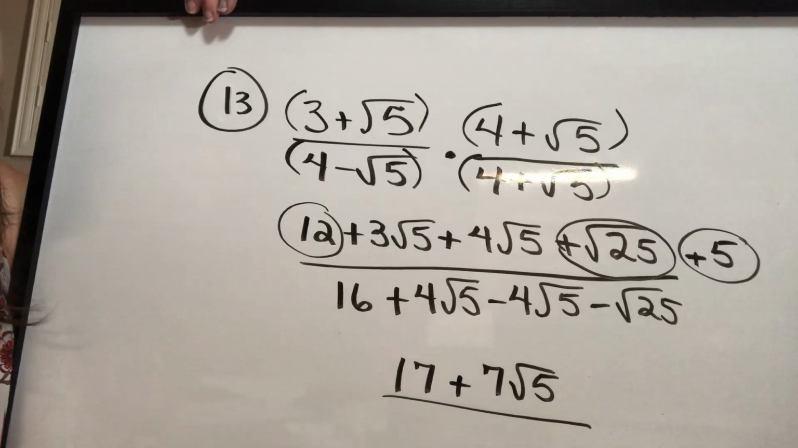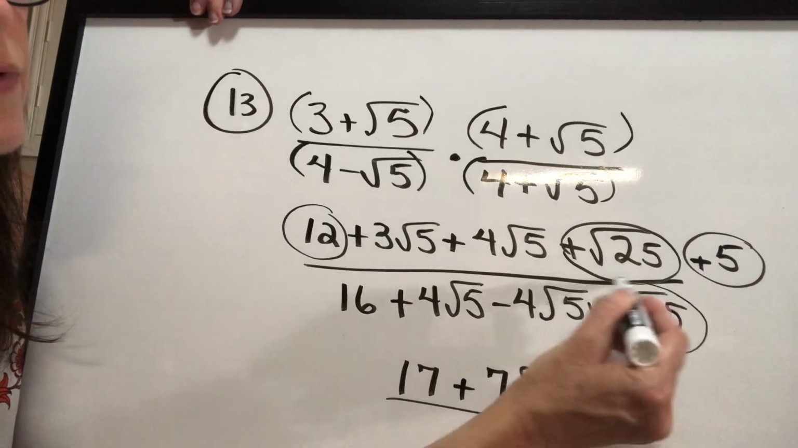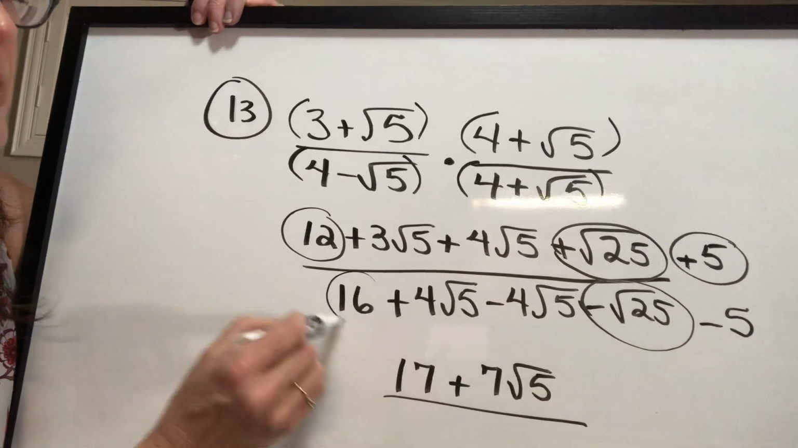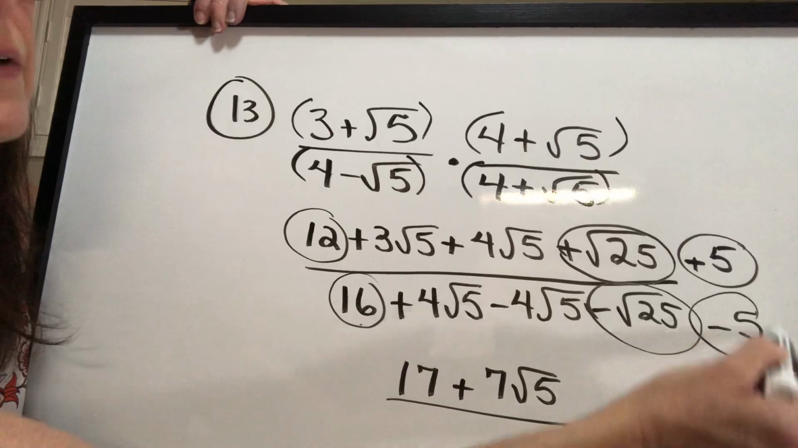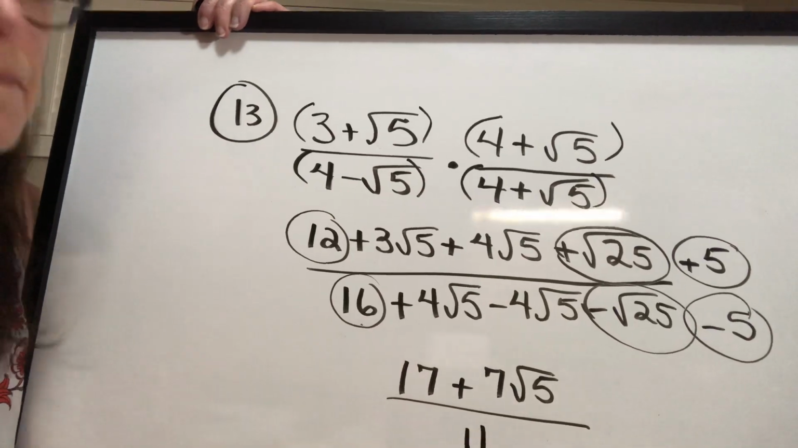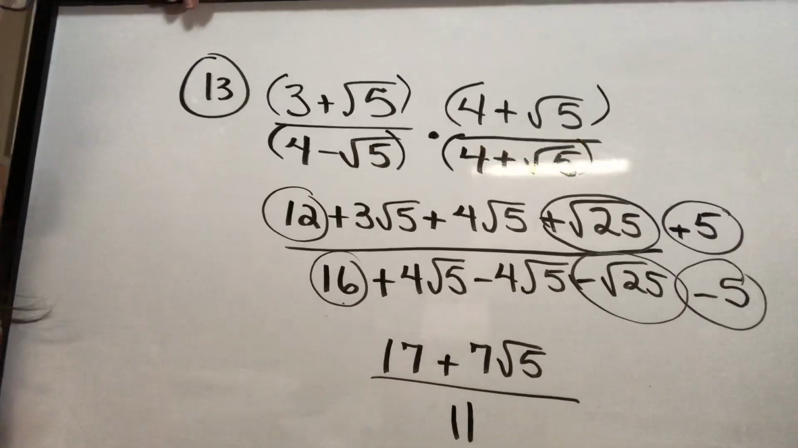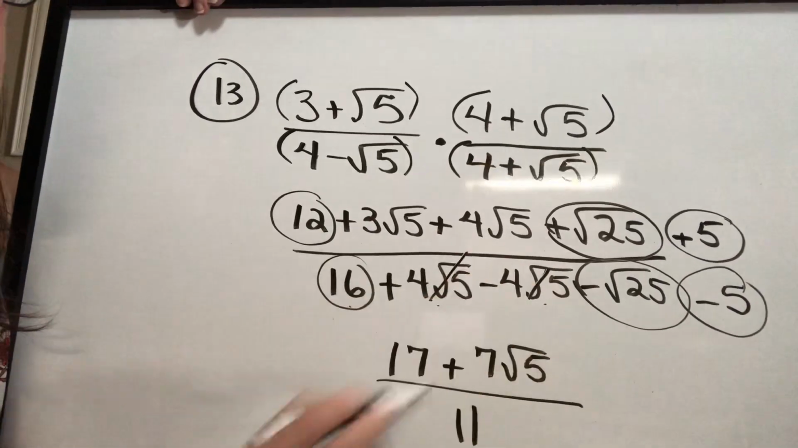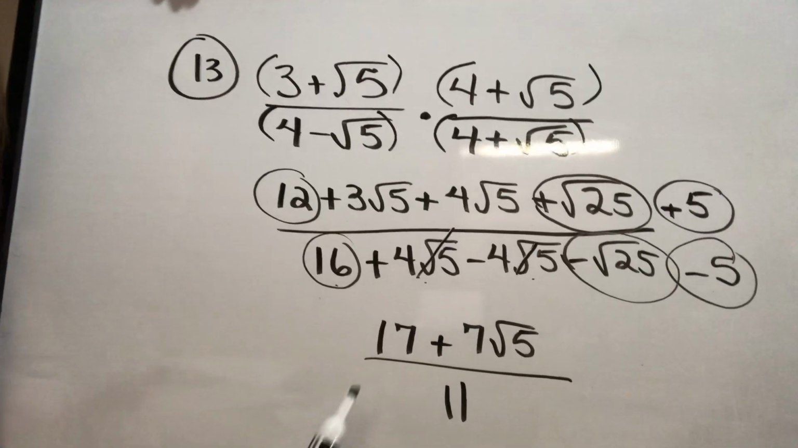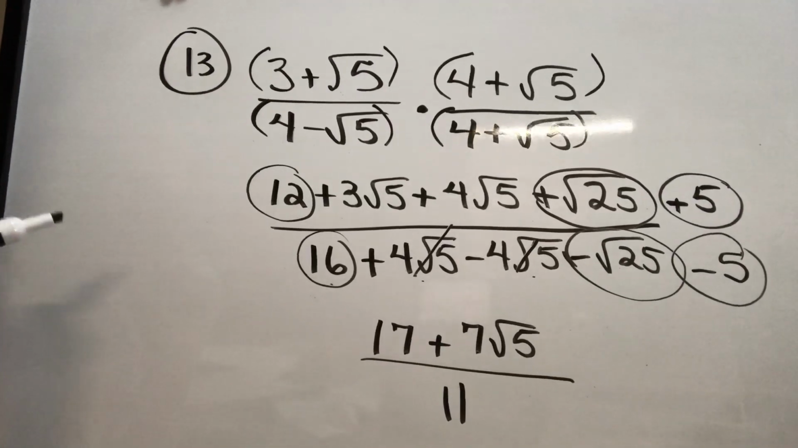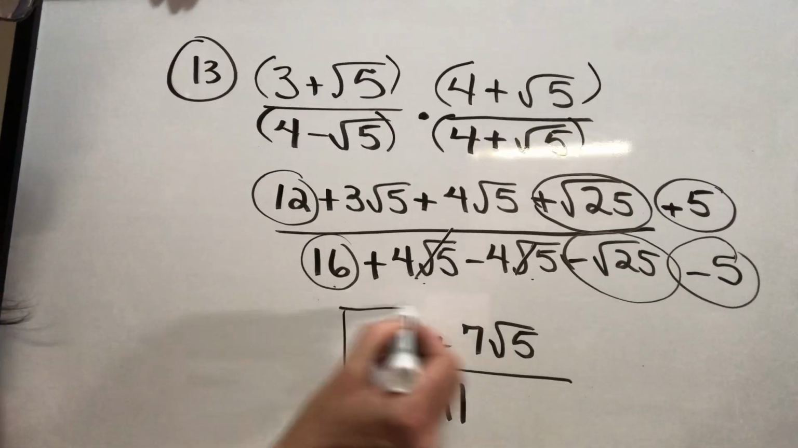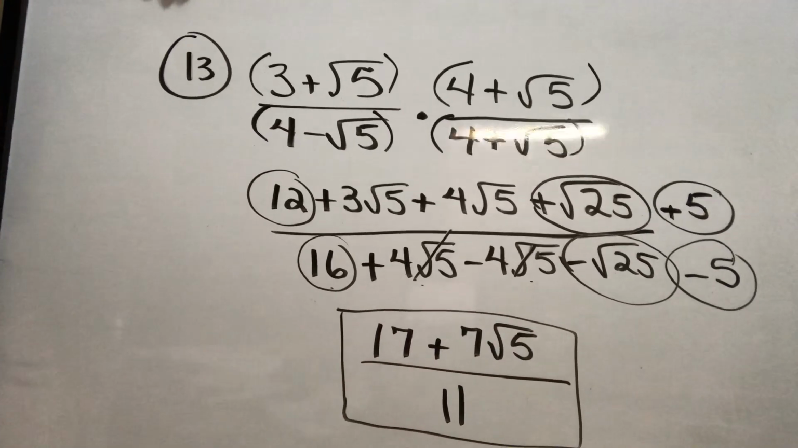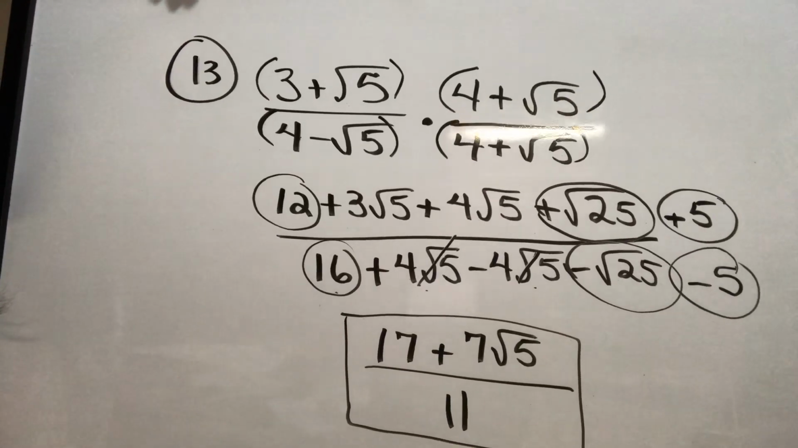Now in the denominator, at the very end, we've got negative square root 25. So that's the same thing as negative 5. So the 16 at the beginning could be combined with this negative 5 to make 11. And then in the middle, the 4 square root 5 and negative 4 square root of 5 cancels out. So those would be gone. So your answer is this, 17 plus 7 square root of 5 all over 11. Make sure the 11 is over both of those. All right, so that's it. Pause and catch up if you need to.